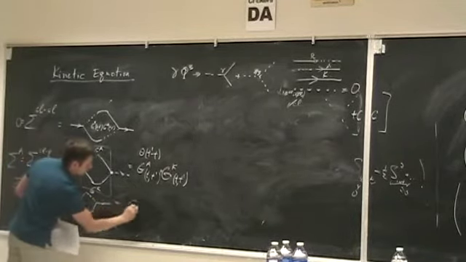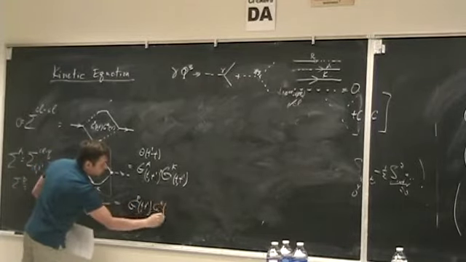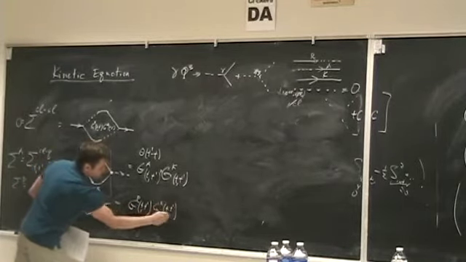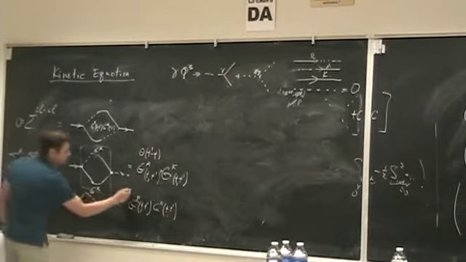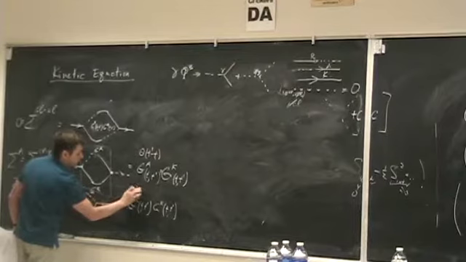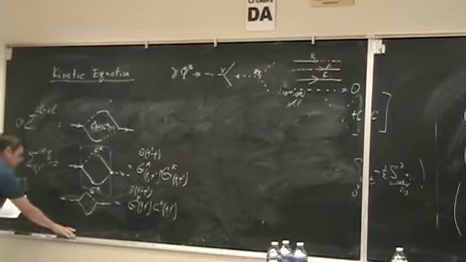And the result will be G retarded of T prime times G Keldysh of T prime. And again, you immediately see that it contains a theta function, T minus T prime. So this object is indeed retarded. Now, for the fun of it, let's discuss what the Keldysh one is, because I will need the expression to discuss the collision integral.